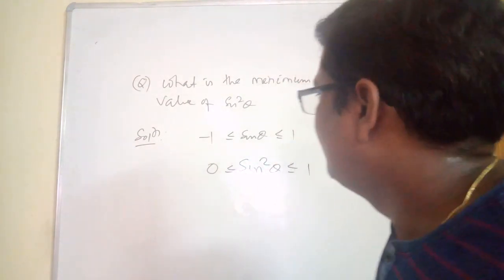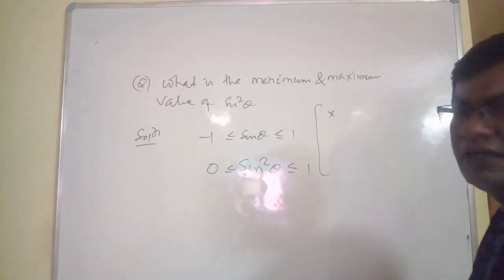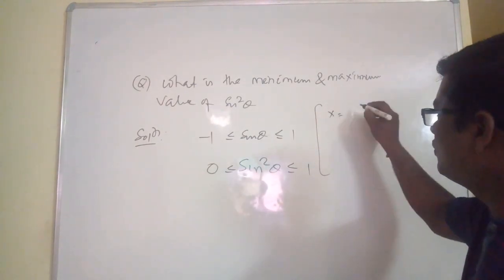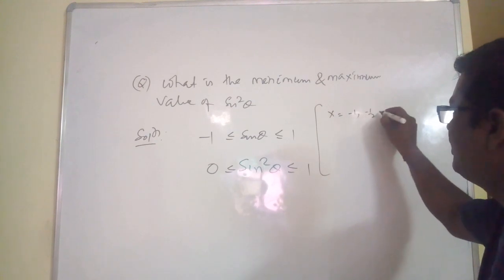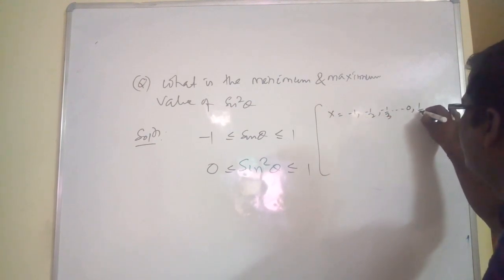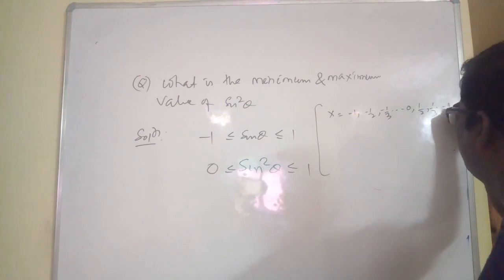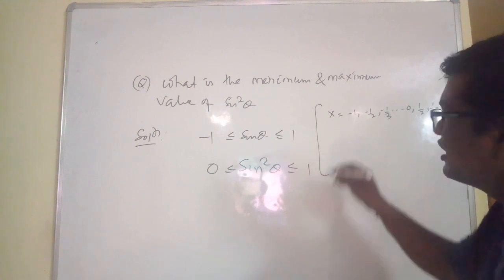But suppose you have been given x equal to minus 1, minus 1 by 2, minus 1 by 3 like this, 0, 1 by 2, 1 by 3 like this, and finally 1. What is x square?